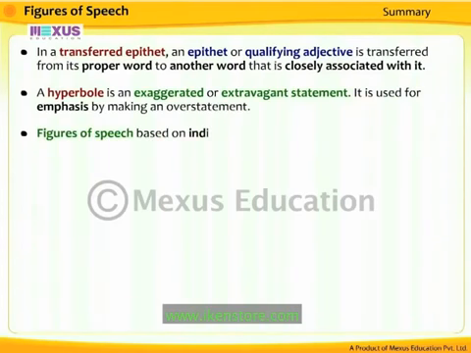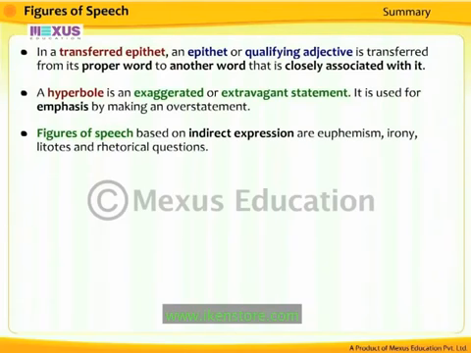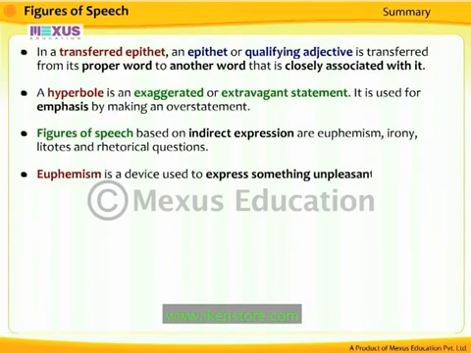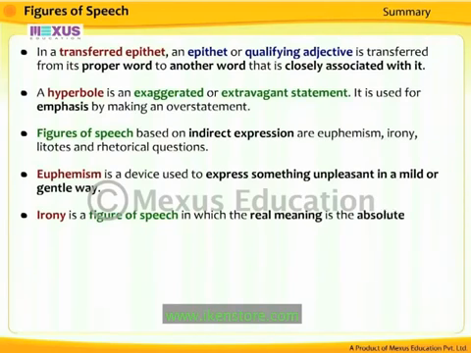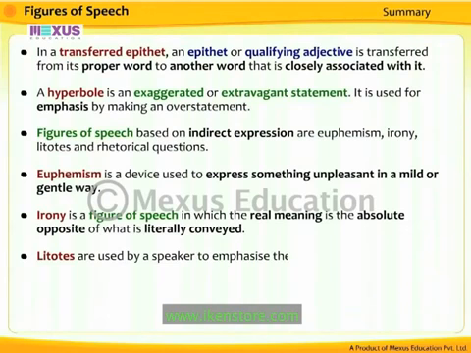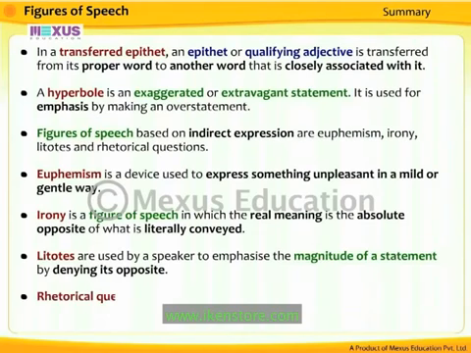Figures of speech based on indirect expression are euphemism, irony, litotes, and rhetorical questions. Euphemism is a device used to express something unpleasant in a mild or gentle way. Irony is a figure of speech in which the real meaning is the absolute opposite of what is literally conveyed. Litotes are used by a speaker to emphasize the magnitude of a statement by denying its opposite. Rhetorical questions are statements in the form of questions.